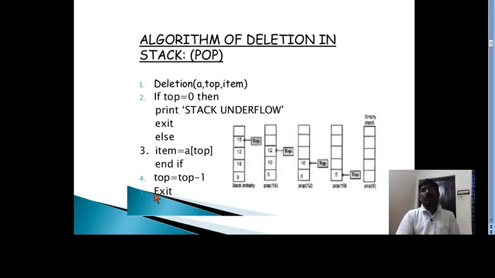How to pop from the stack? Algorithm of deletion in the stack. As I told you already, for insertion we check whether it is full or not. For deletion, we check whether it is empty or not. If it is empty, the stack cannot be popped. Elements cannot be deleted from the stack because it is already empty. The condition we verify to check whether it is empty is whether top is equal to 0 or not. If top is equal to 0, we simply print that the stack is underflow and exit.